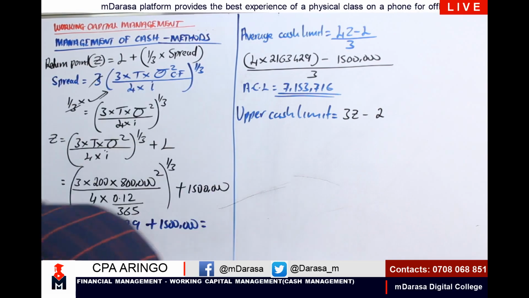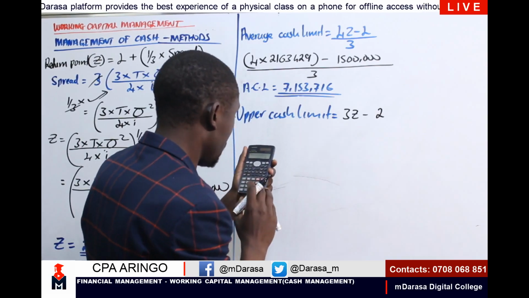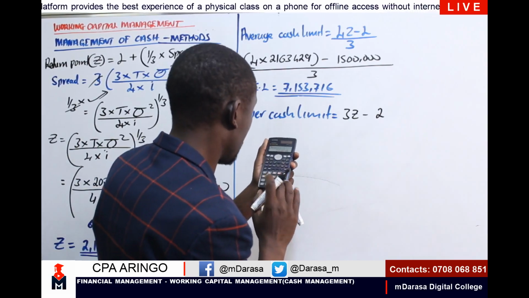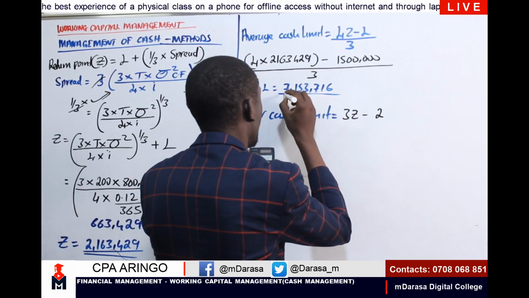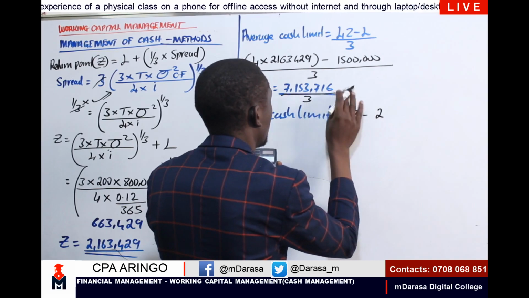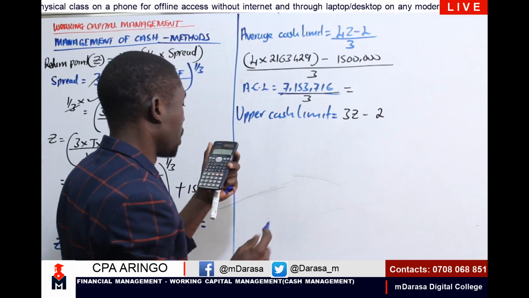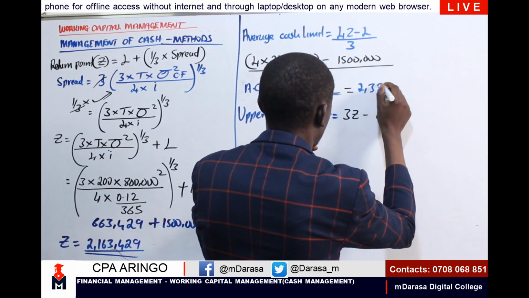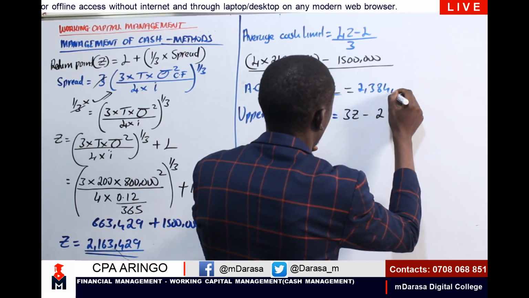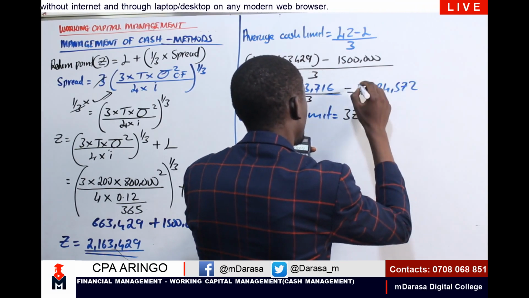Minus 2L. In this case, we divide this figure by 3. We haven't divided this figure by 3 yet. Sorry for that, I'm very sorry. We divide by 3. So if you divide by 3, that should give us how much? I'm getting a figure of 2,384,572. Kindly correct that. Divide by 3.